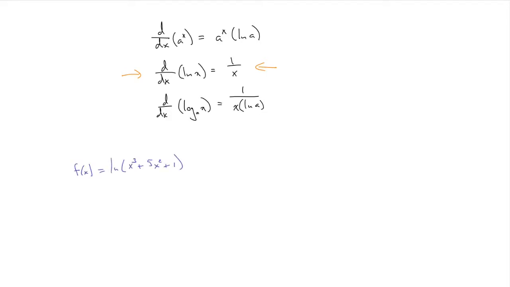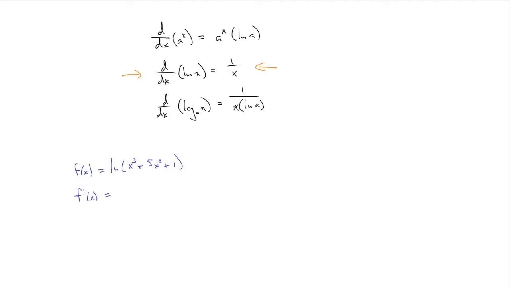And it's probably worth doing one lightning fast example. Take the function f of x is the natural log of x cubed plus 5x squared plus 1. We're now in great shape to take its derivative. It's a chain rule problem. If it was just natural log of x, we'd have 1 over x for the derivative, but it's not. It's the natural log of some function.